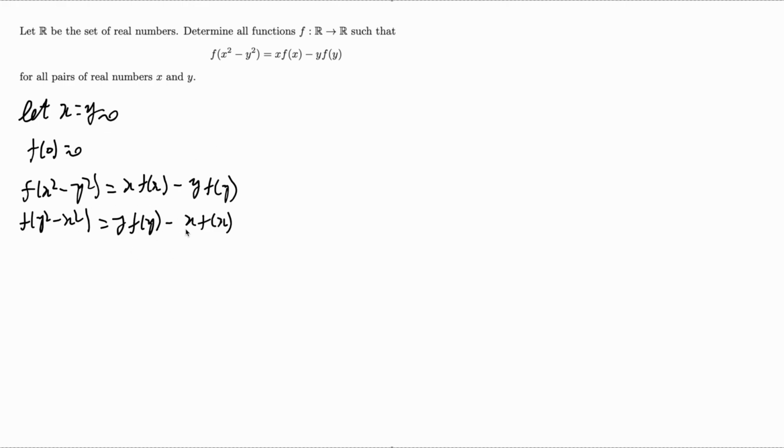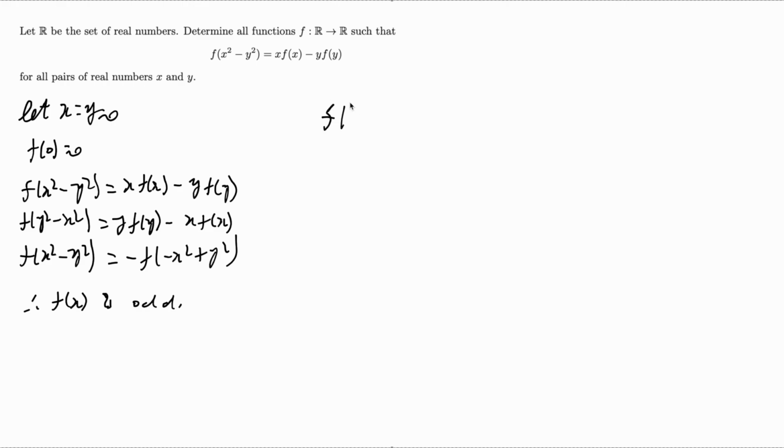So let's add them to cancel these two terms. That way we get x squared is equal to negative f of negative x squared plus y squared. I just switched these two. And because negative 1 times this thing is equal to that, we can infer that f of x is odd. And the next thing that we could do here is just substitute 0 here. So let y equals 0. Why not?